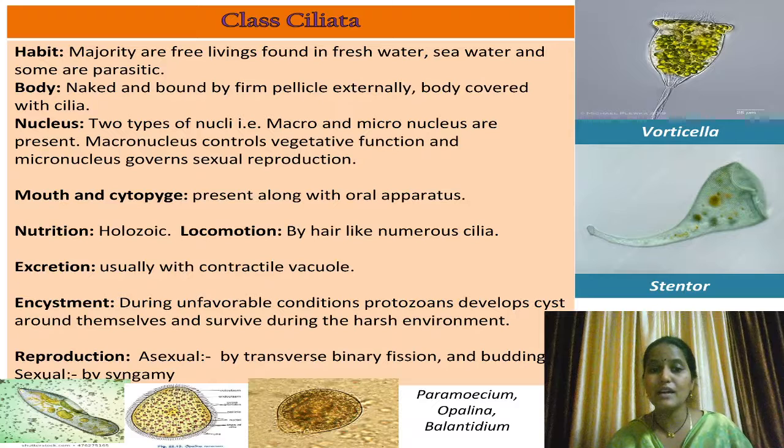Reproduction takes place asexually and sexually. Asexual by transverse binary fission and budding, and sexual by syngamy. What are the examples? Vorticella, Stentor, Paramecium, Opalina, Balantidium. These are the examples of class Ciliata.